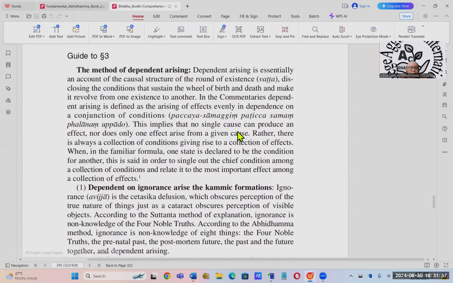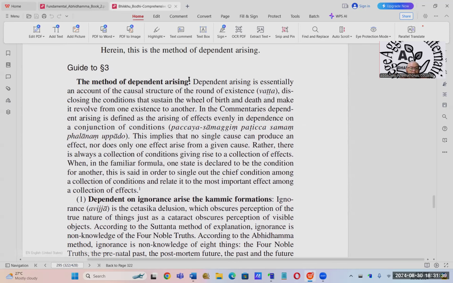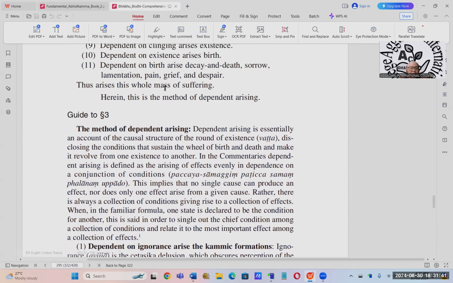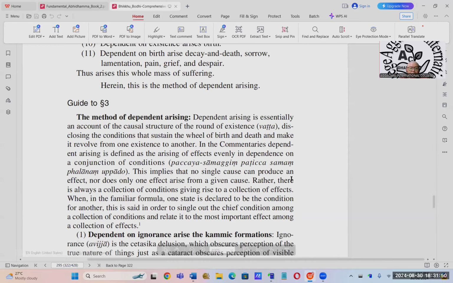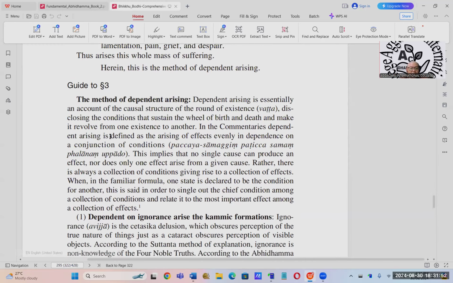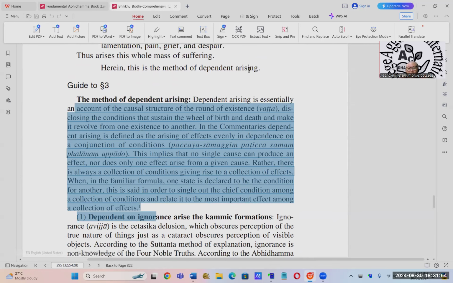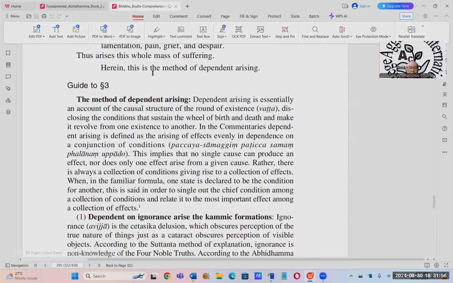Okay, now we go to the Bhikkhu Bodhi book. You can see he translates Paticca Samuppada as dependent arising. We can invite a student to read it. To save my voice, somebody please read this one. Sister Xiong Nyok Heng, can you read this one?